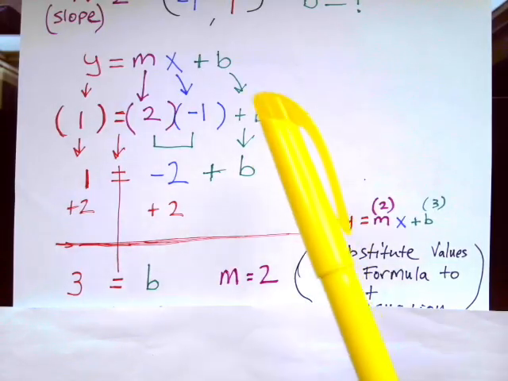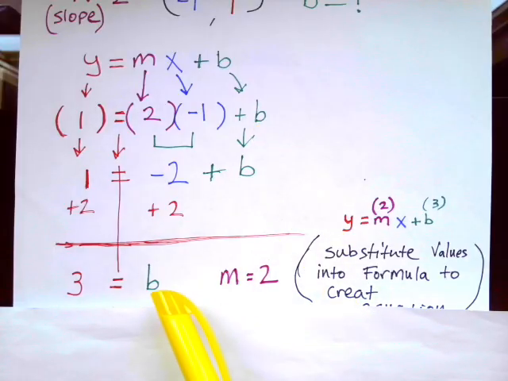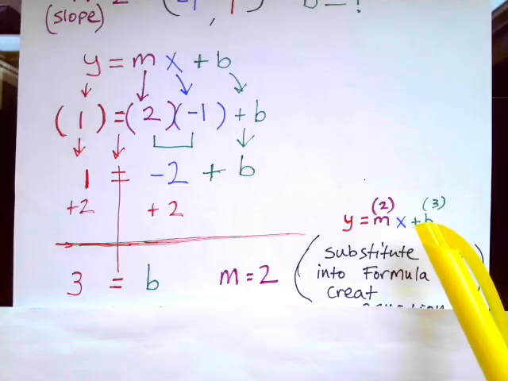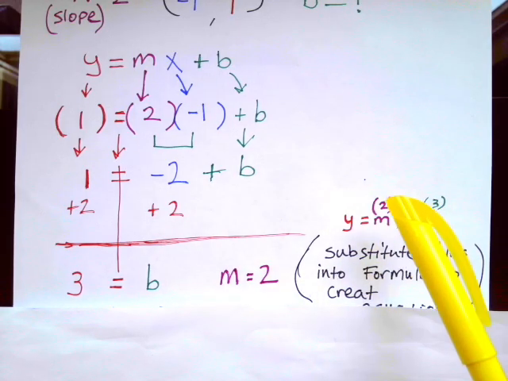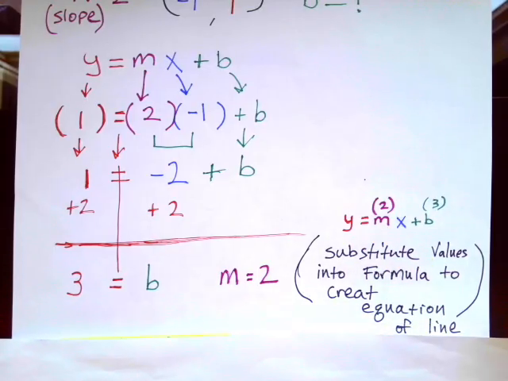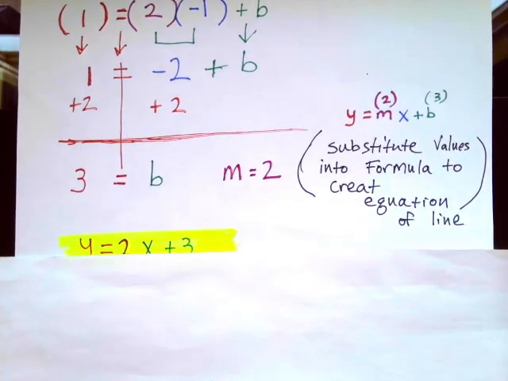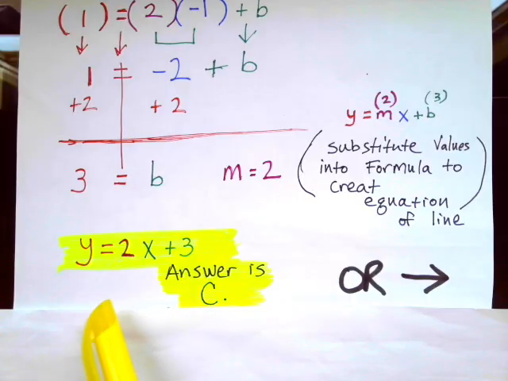So now I know what my b value is. So now I can write that equation. I can substitute 3 for b right here. So plus 3. I can substitute 2 for m. 2 is my slope. y equals 2x plus 3. I'll kind of go slow here. y equals 2x plus 3. So the answer was C.